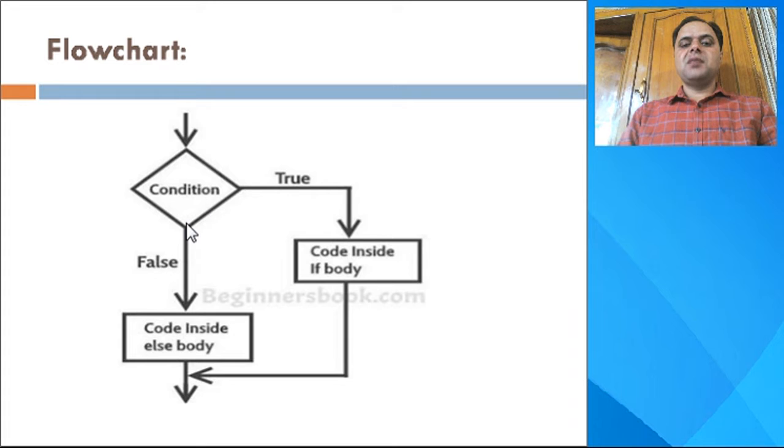This is the flow chart of the if else statement. This is the condition. If the condition is true, then execute this piece of code, and if the condition is false, then execute this piece of code, and then the next code. Here we have two blocks, one block here and one block here. If the condition is true, then this block will be executed and this block will not be executed, and if the condition is false, then this block will be executed and this block will not be executed.